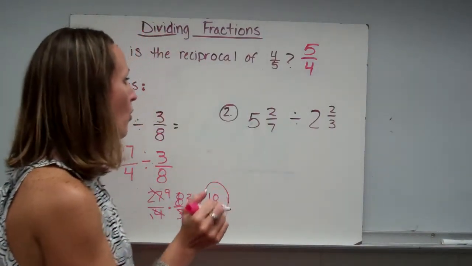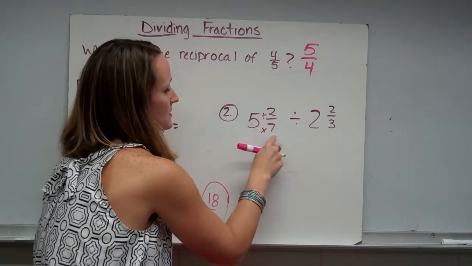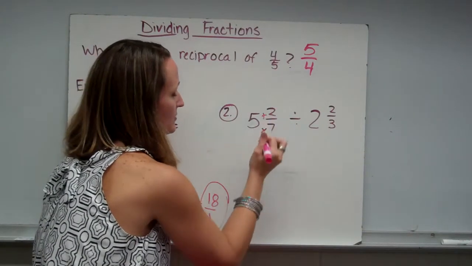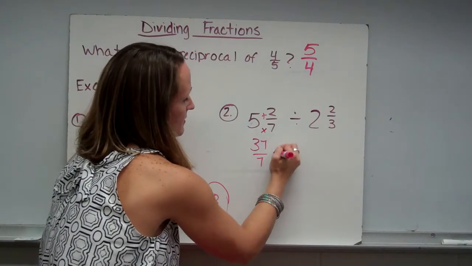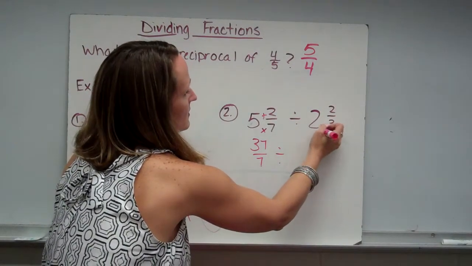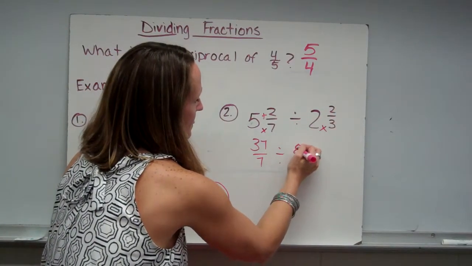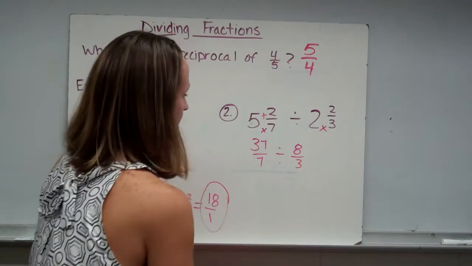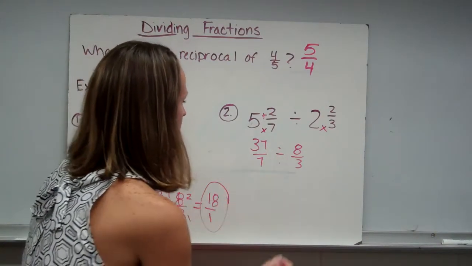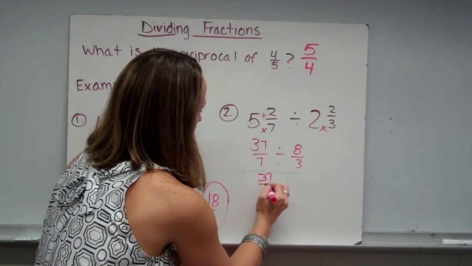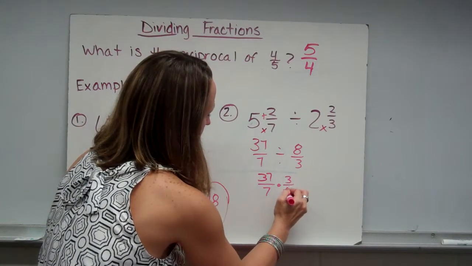Okay, one more problem. Times and plus. 7 times 5 is 35 plus 2. 37/7, divided by 2 times 3 is 6, plus 2 is 8. 8/... okay, but not really dividing. I'm going to rewrite this, multiplying by the reciprocal.